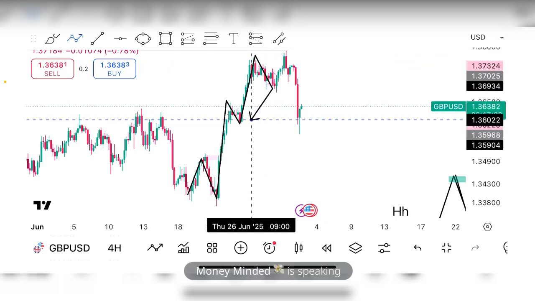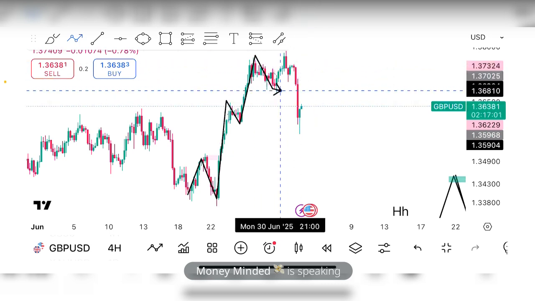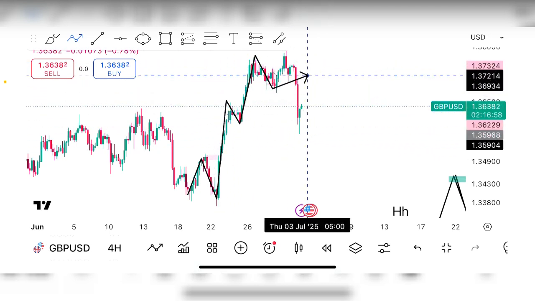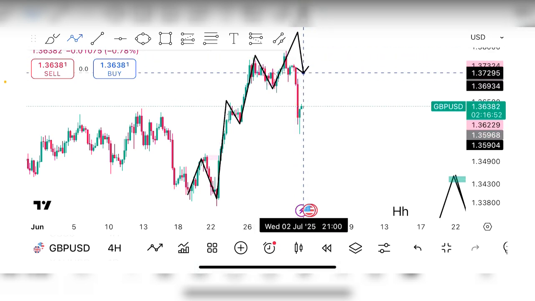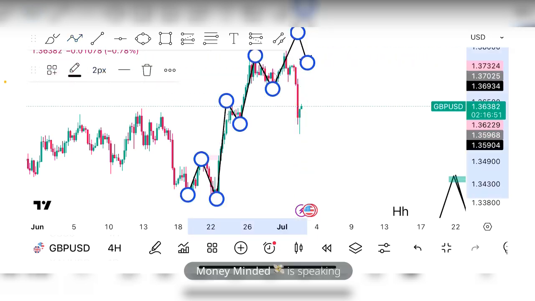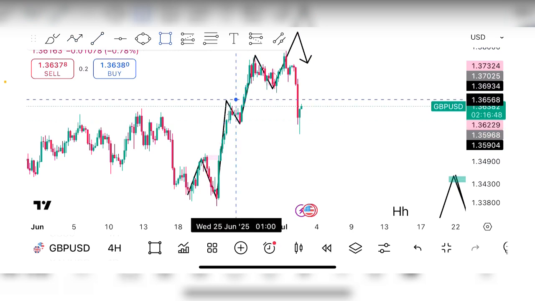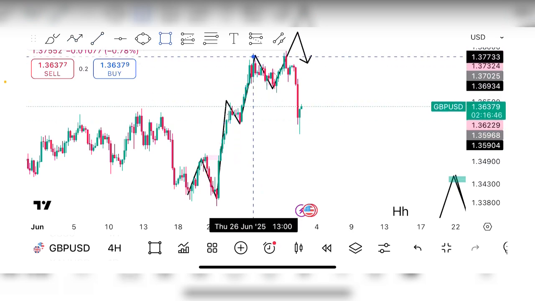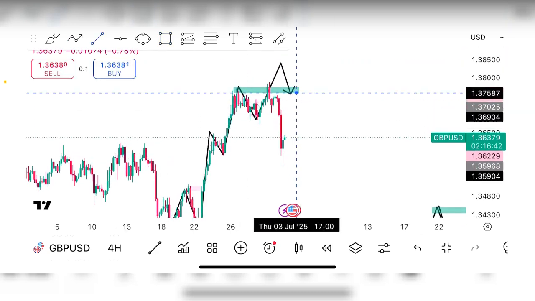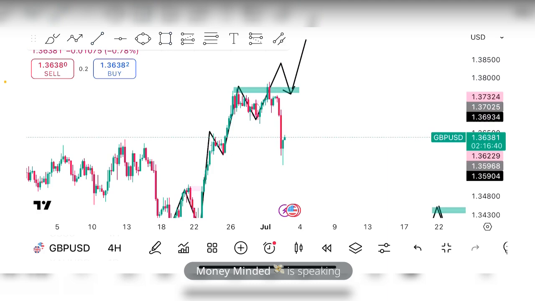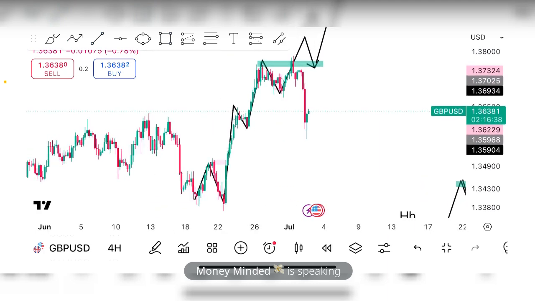So if we want to take our buy from around this region, this is how we'll do it. We'll wait for price to come back like this, matches here like this, and then take a buy from here. But the market sold from this area.